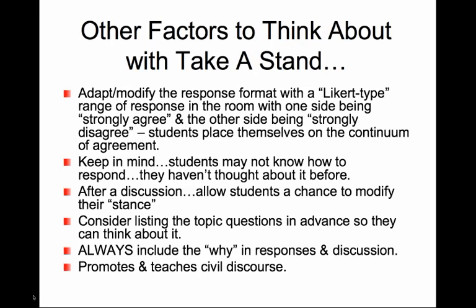You could adapt or modify the response format with a Likert type range of response using the room, with one side of the room being strongly agree and the other side strongly disagree, and students stand or place themselves in the room on a continuum of agreement or disagreement. Keep in mind, students may not know how to respond because they haven't thought about the issue before. And after a discussion, give students a chance to modify their stance. Consider listing the topic questions in advance so they can think about it. Always include the why in responses and discussion, and this promotes and teaches civil discourse.